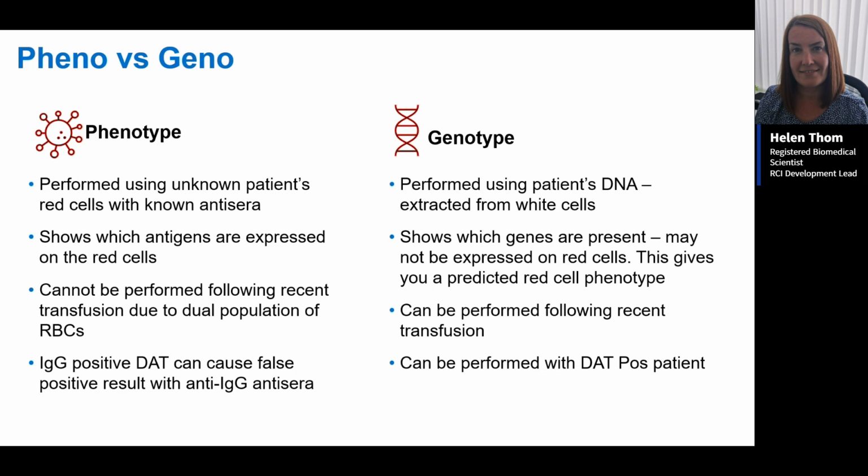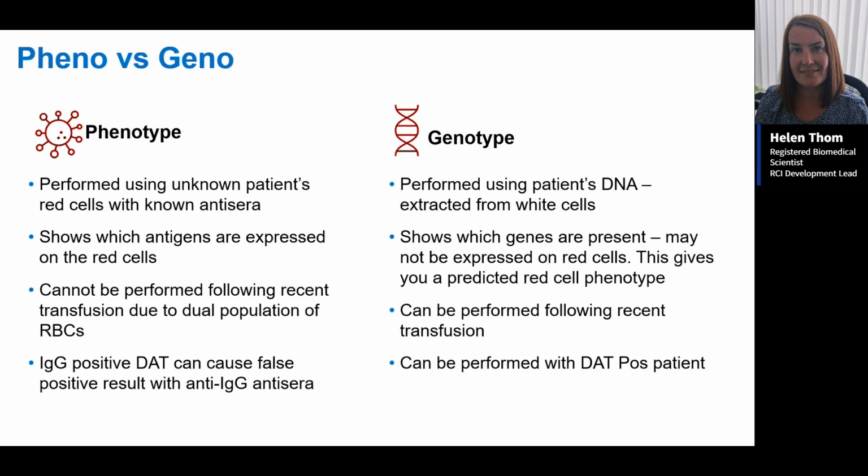It's really useful when we're selecting blood for your patients to know what the phenotype is. So if they found an antibody, you want to see whether it's an autoantibody or an alloantibody and give appropriately matched blood where required. You can't perform this when a patient's been recently transfused because there's two populations of cells. So you'd have your patient's red cells and your donor red cells.